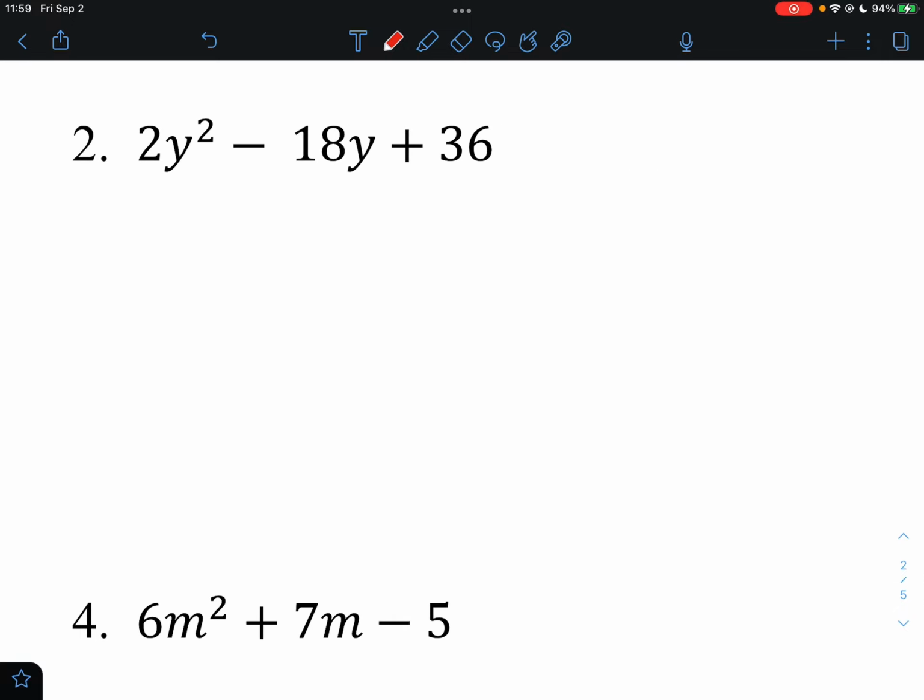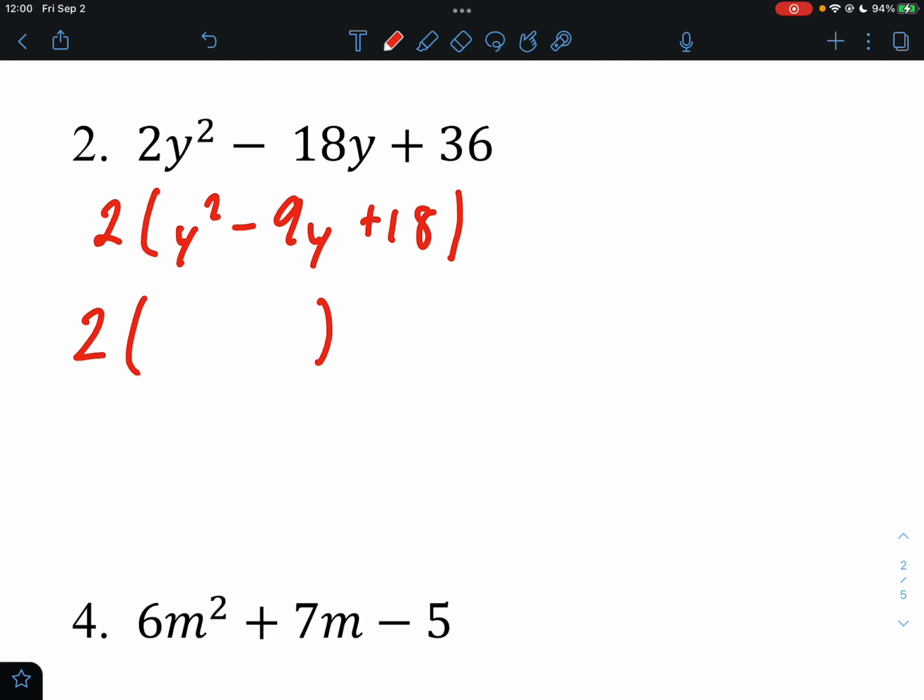Second one, is there a GCF here? There sure is. So we factor that out. The GCF is 2. And then at that point, again, we will look to see if we can factor this trinomial into 2 binomials. Well, I know y times y would give me y squared. Now we need numbers that will multiply to 18 and add to -9, and that would be -6 and -3.